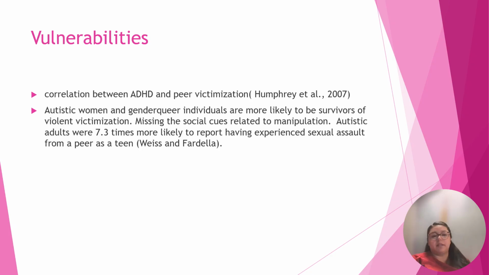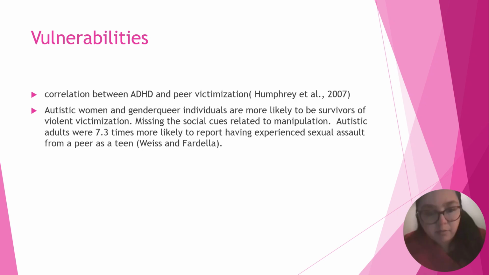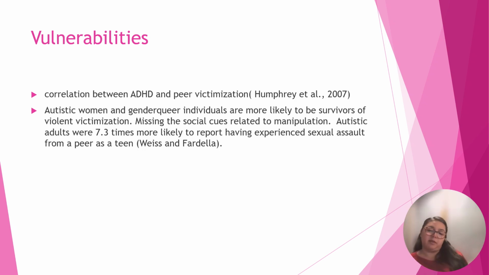Here I have vulnerabilities for people with ADHD and autism. This is where the conversation comes into how disappointing it is in media, news, or movies, when someone is blaming criminal behavior on a mental health diagnosis, whereas we're seeing that there's more likely to be victimization rather than criminal behaviors. So for example, for an ADHD person, peer victimization, there's a correlation happening. Autistic women and genderqueer individuals are more likely to be survivors of violent victimization.